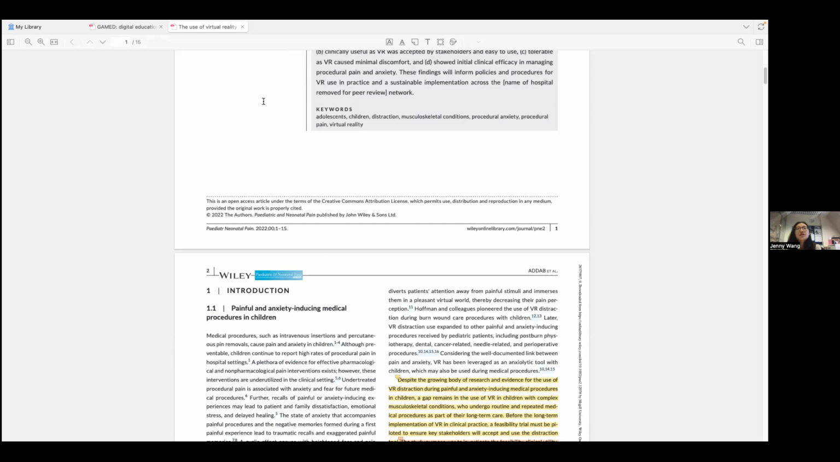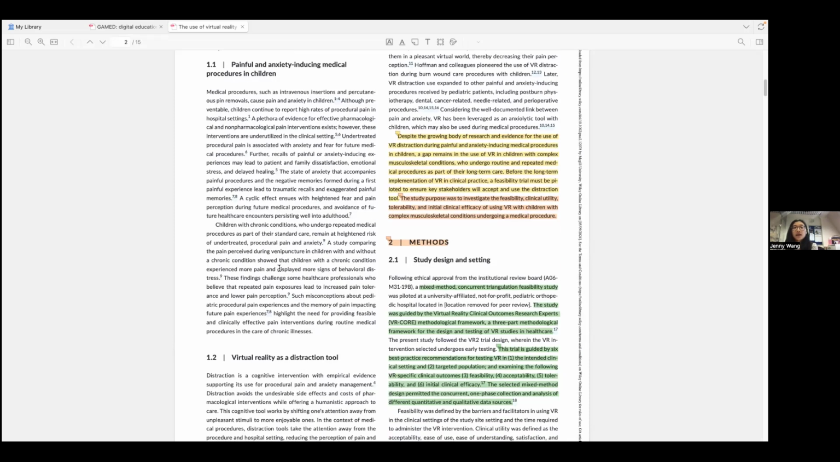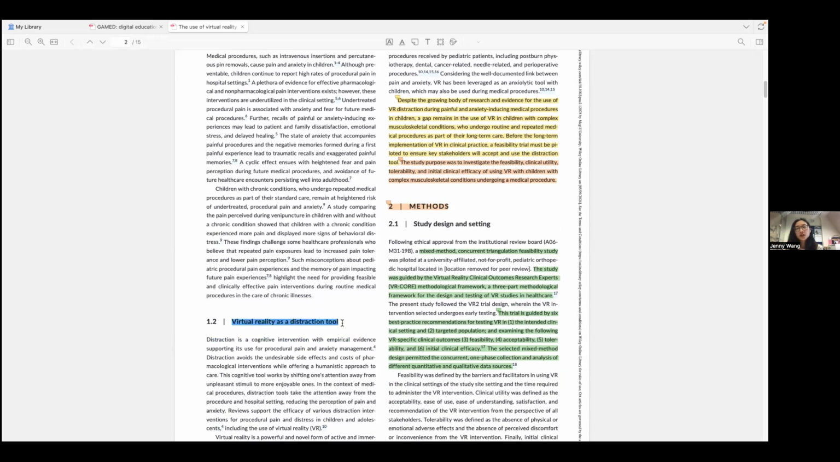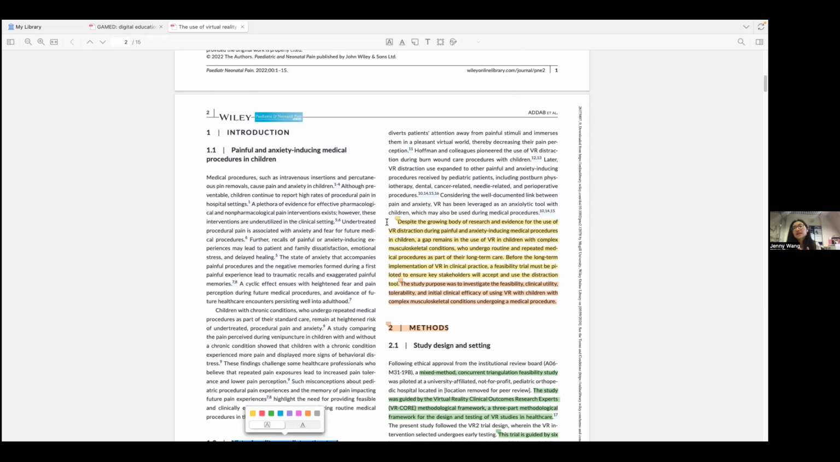The introduction, like I mentioned, really sets the stage for why the research was being conducted. In this particular study, they talk about how medical procedures induce a lot of pain and anxiety, and that it is quite important that we find ways to alleviate pain and anxiety because it leads to worse health outcomes. VR, in turn, has emerged as a good distraction tool because children are distracted while they're playing VR games. So they wanted to see basically if VR works within children who have complex bone conditions.